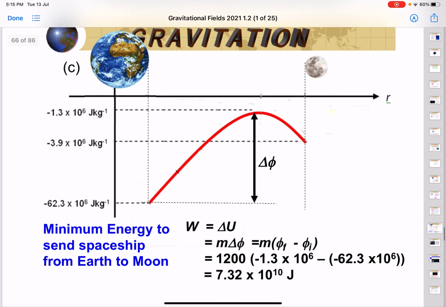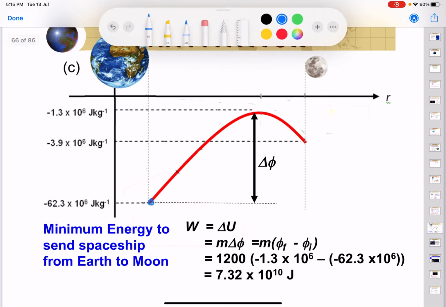In part C, we will need to find what is the minimum energy that's required. Okay, so if you start off from the surface of the Earth at this point, this is the amount of energy, the gravitational potential energy that the spaceship has, right? In order for it to reach the Moon, how much energy is needed? It may be tempting to say that it is a difference between the gravitational potential energy on the surface of the Moon and on the surface of the Earth.